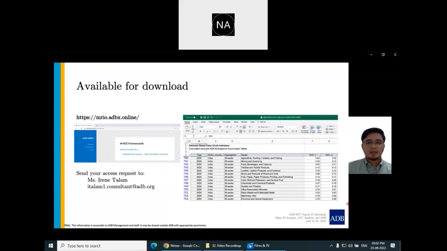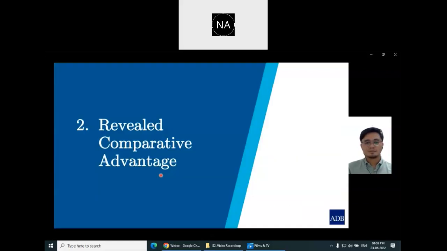Now, before we proceed to the next GBC indicator, I also would like to point out that our team in ADB has also produced GBC participation rates for all 62 economies in the ADB MRIOT from the year 2000, 2007 up to 2020. Now, this data set is available in this website, https://mrio.adbx.online. And you may send your request to our colleague, Ms. Irene Talam, and her email address is provided here, italam1.consultant@adb.org.